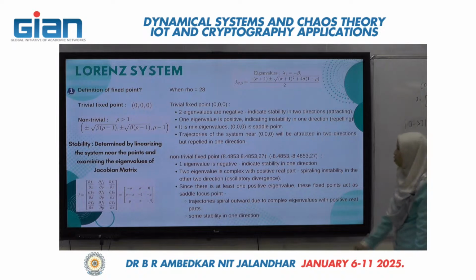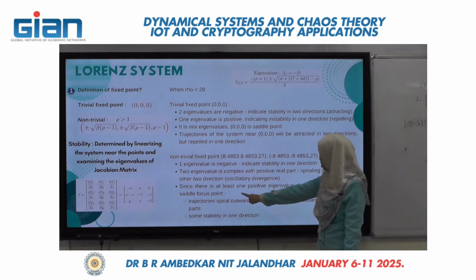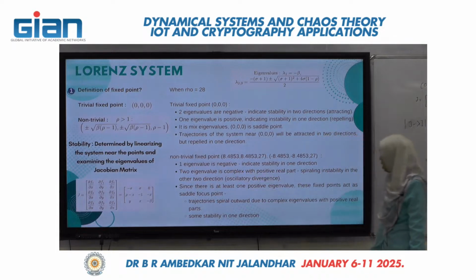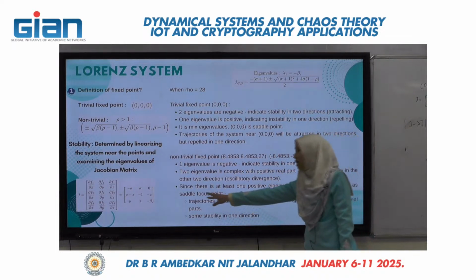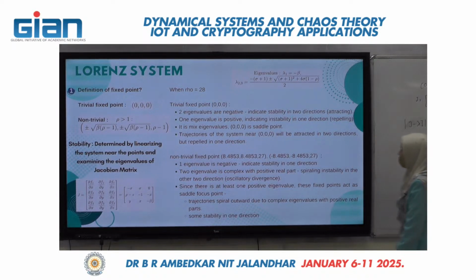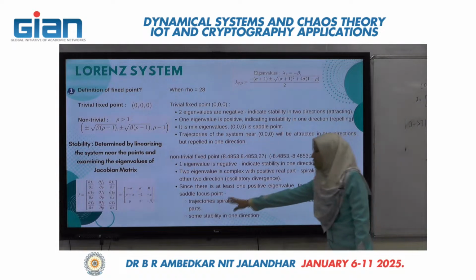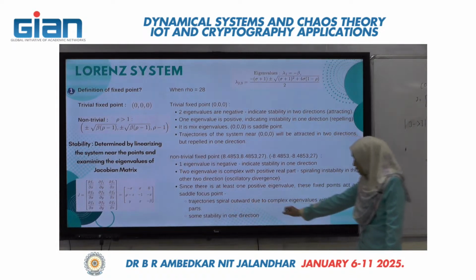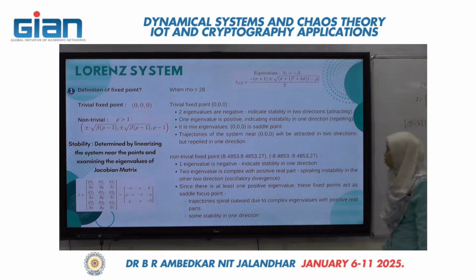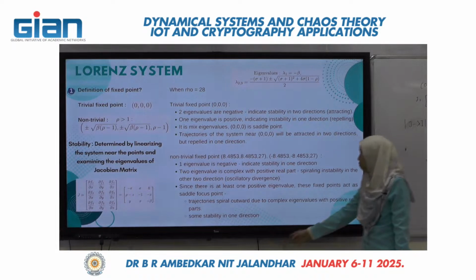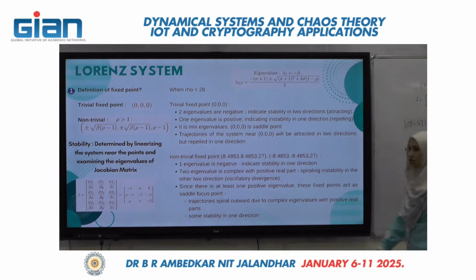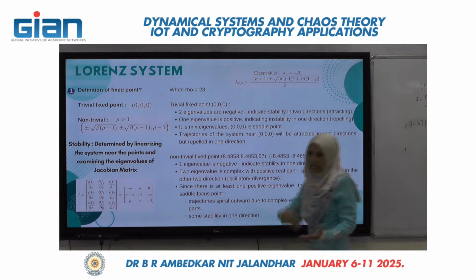Okay, so we have one positive, and we have mixed actually, right? We have mixed negative and positive, so we still call it a saddle. Okay, and so trajectories will spiral upward due to these complex eigenvalues with positive real part, and there will be some stability in one direction because the complex eigenvalues have negative real part.